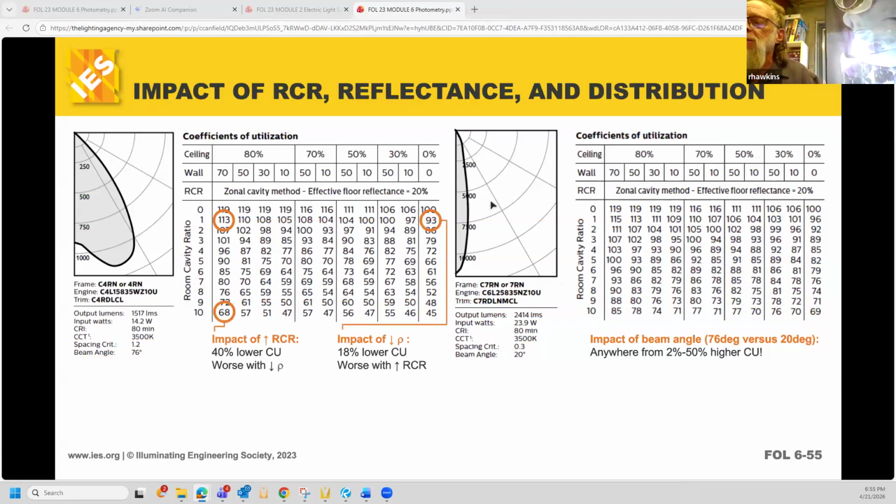Okay, and we talked about going low on the reflectance instead of high. That affects things a lot.